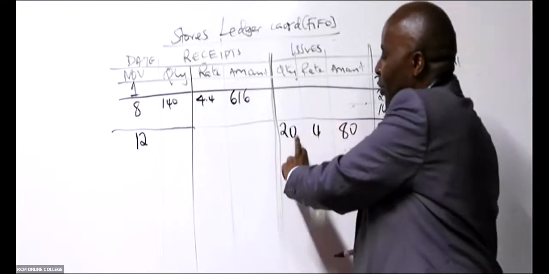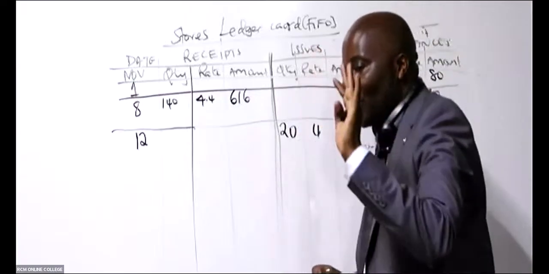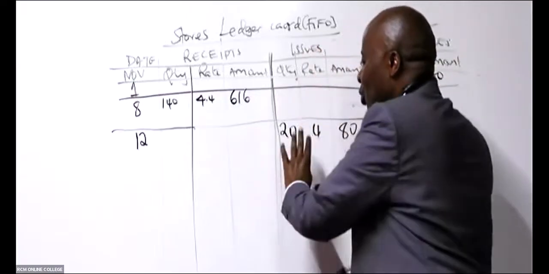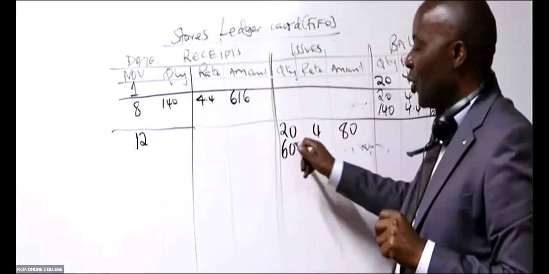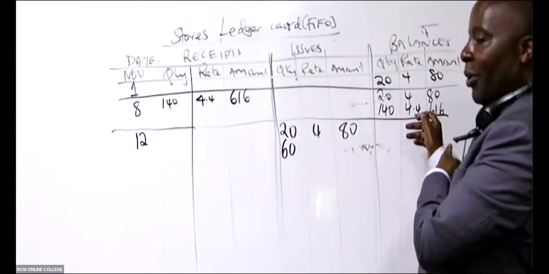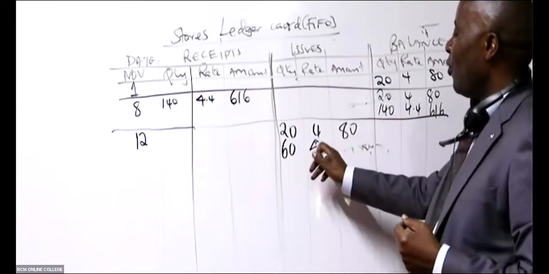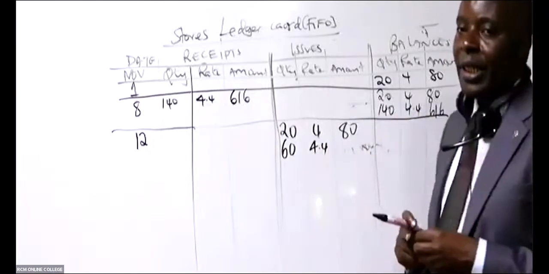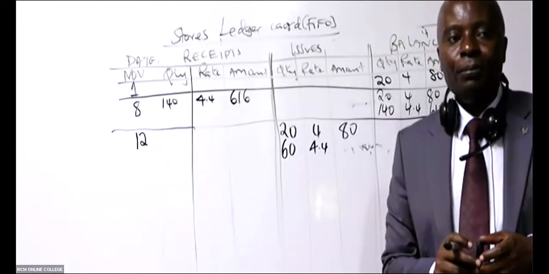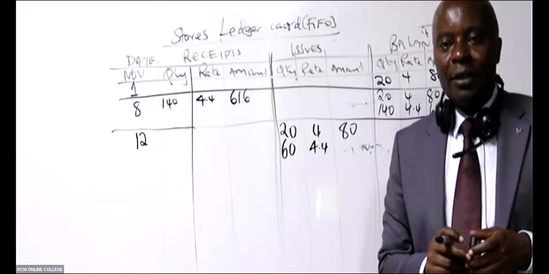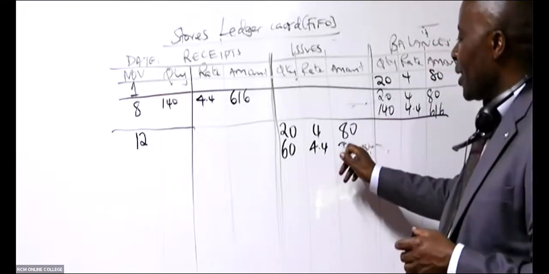But now remember, in terms of units, I'm supposed to issue 80 in total. Now I've issued 20. So what is the balance here? 60. So the 60 will come from which batch? The batch of 4.4. So what is 60 times 4.4? 264. So we have here 264.